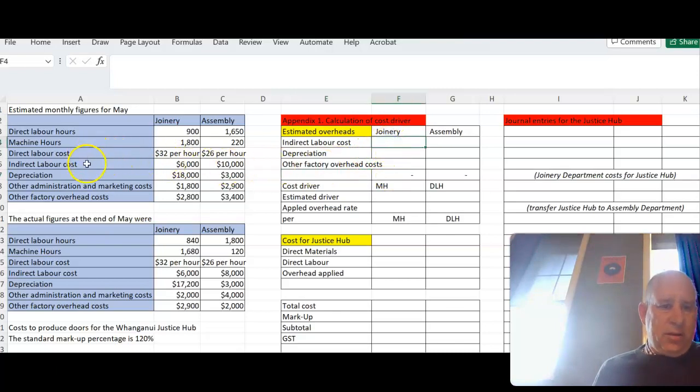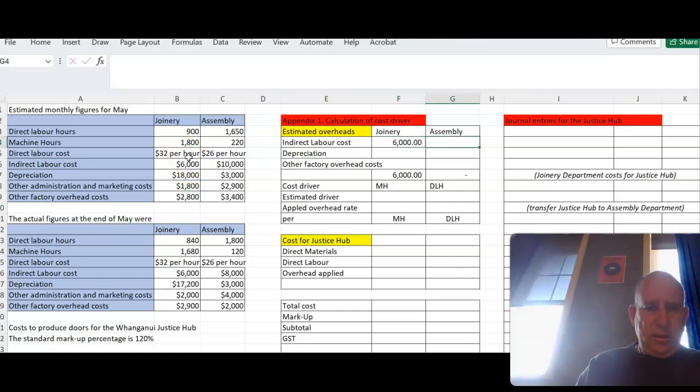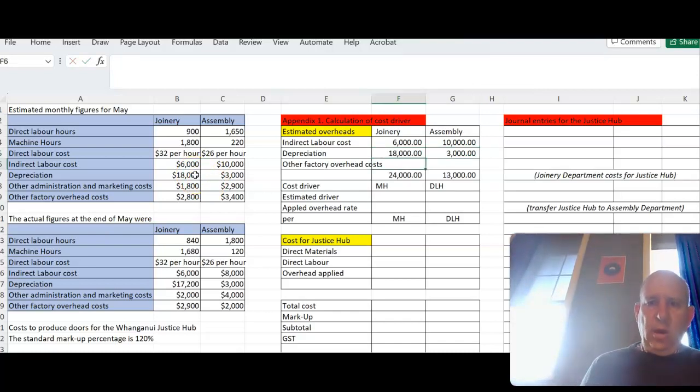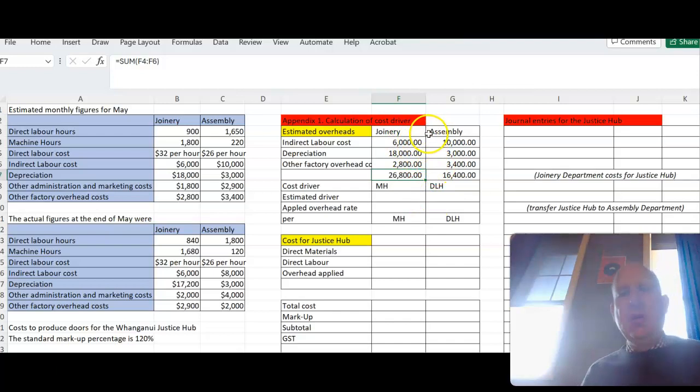The indirect labour cost is 6,000. In the assembly, the indirect labour is 10,000. The depreciation is 18. Remember, these are estimates. A lot less in the assembly department there. The overhead, 3,400. So these are our estimated costs in these departments that we have to do for the start of May, for the month of May.